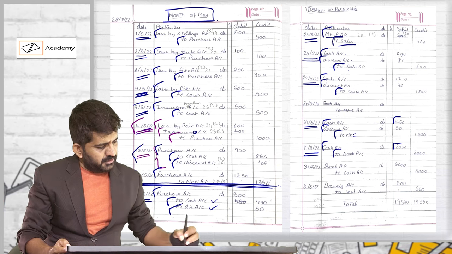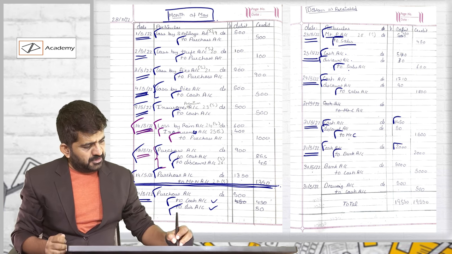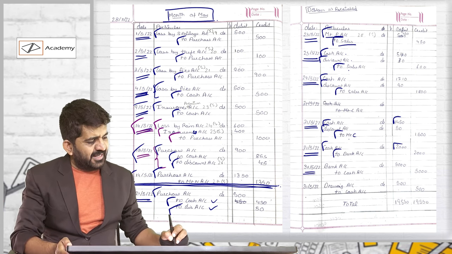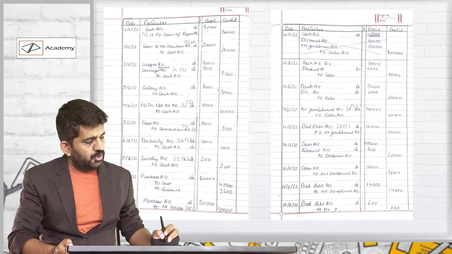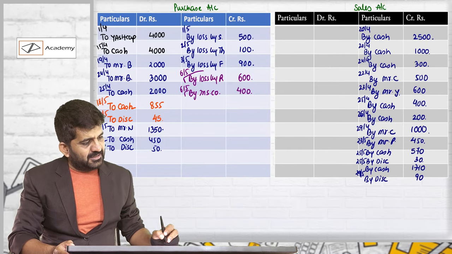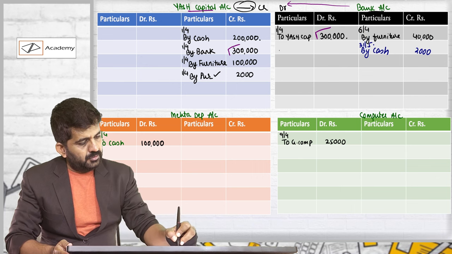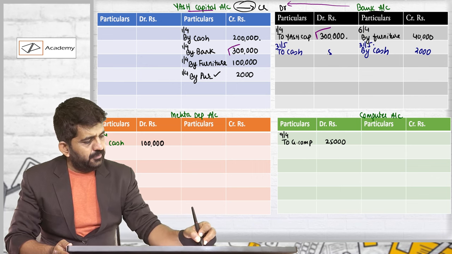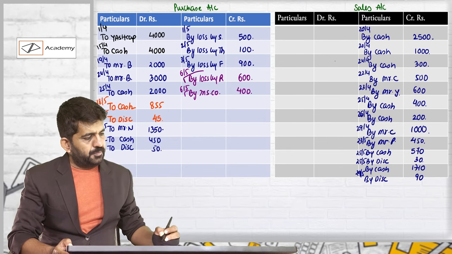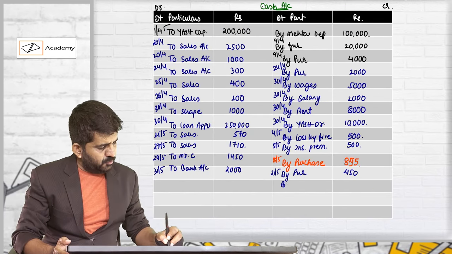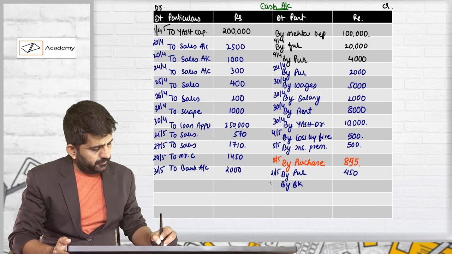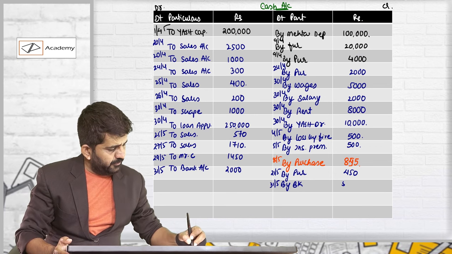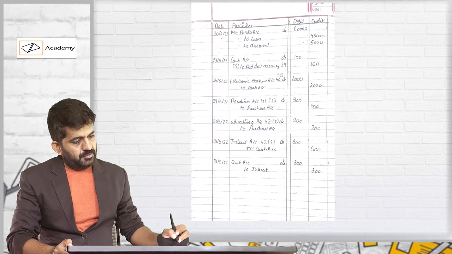31.5. This I have passed. Again, this I will be passing. You can also pass it on your own. Bank account debit to cash. So bank account debit side to cash, 31.5, 5,000 rupees, and cash account credit by bank, 31.5, 5,000 rupees.